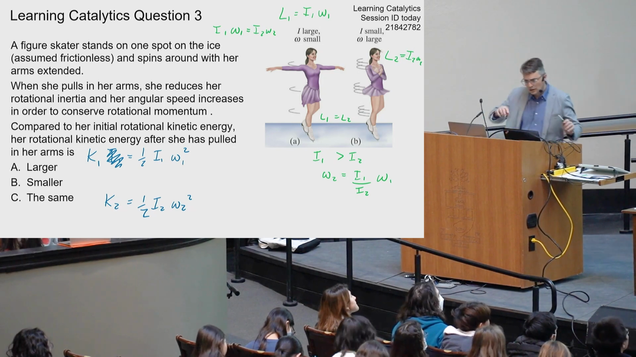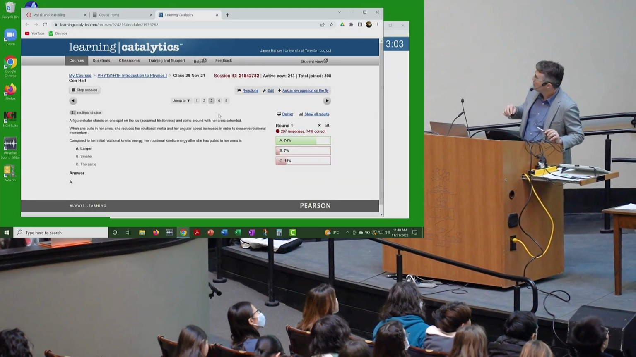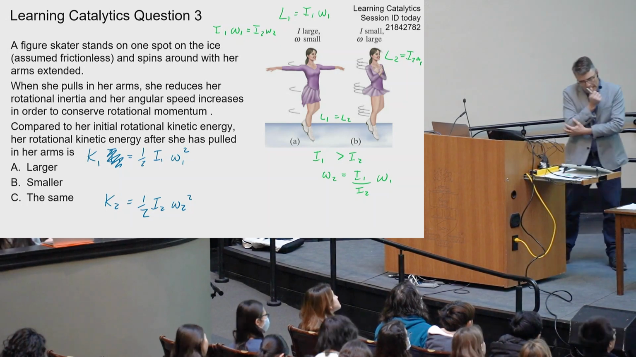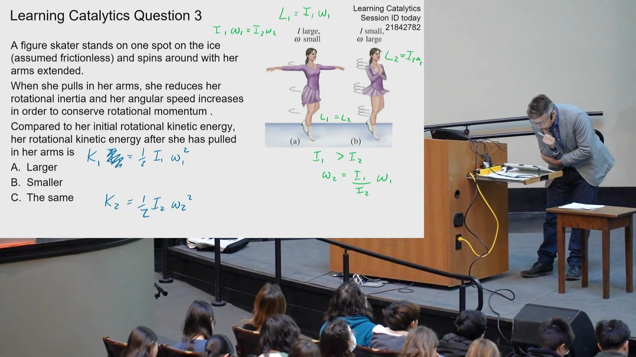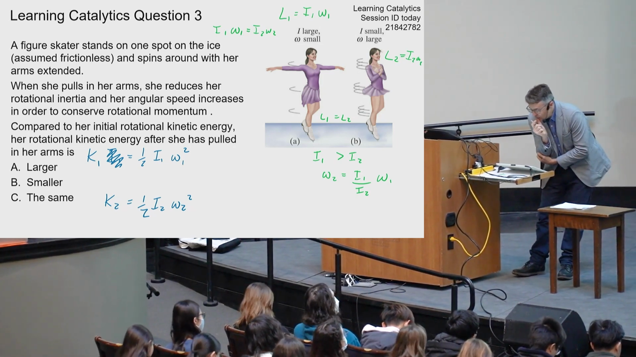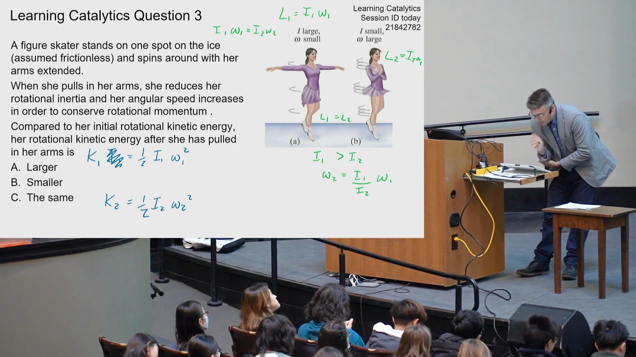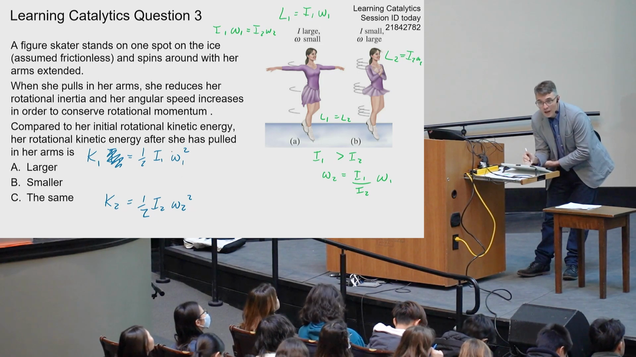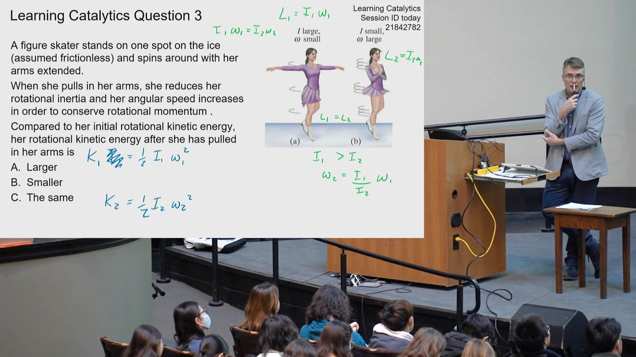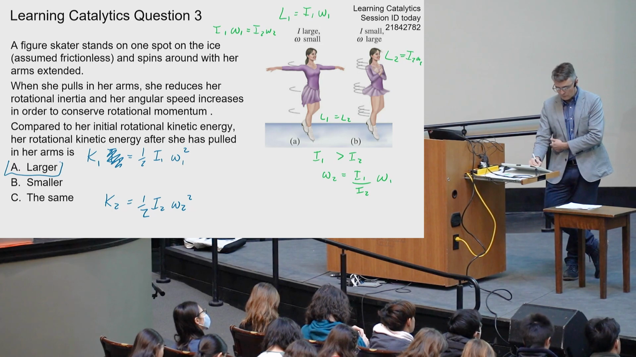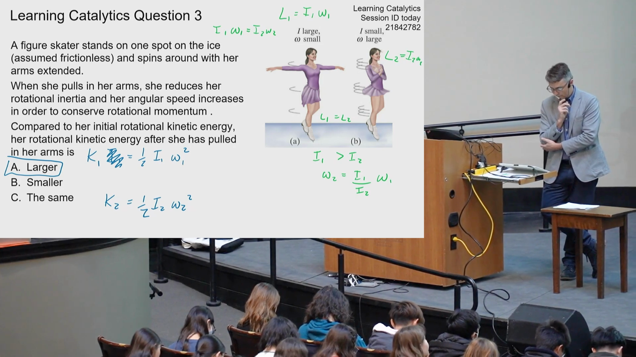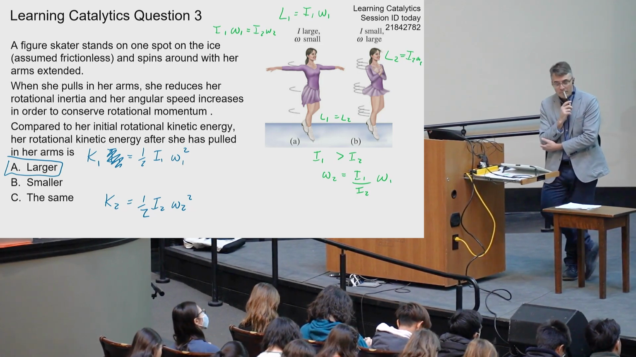and stop. Survey says, a lot of people are thinking that the rotational kinetic energy will go up. And I agree with that. Certainly, the I value goes down and the omega value goes up by the same factor, but the omega is squared, and so it's more important than the I value. Sort of a compensation there, if that makes sense.